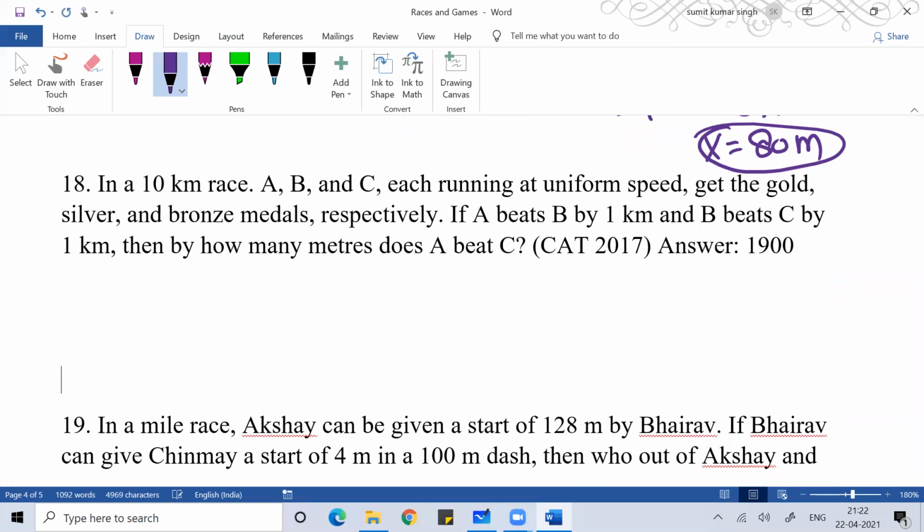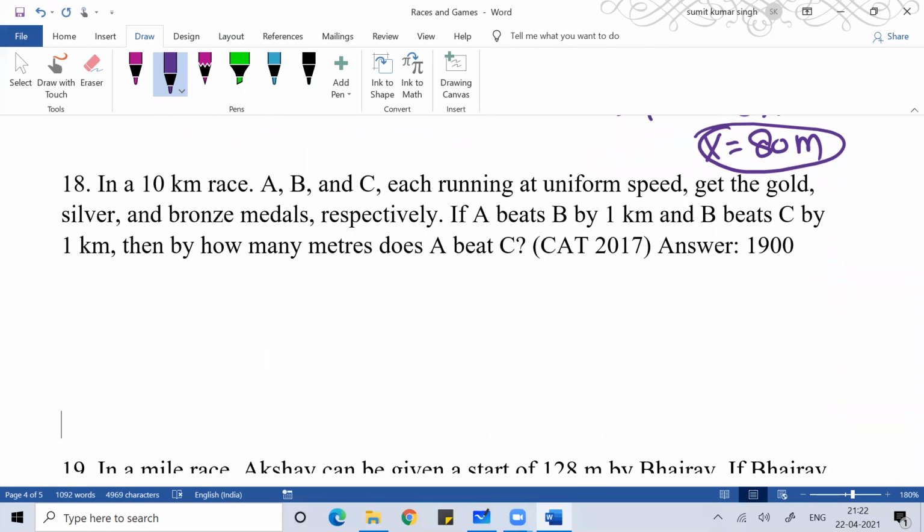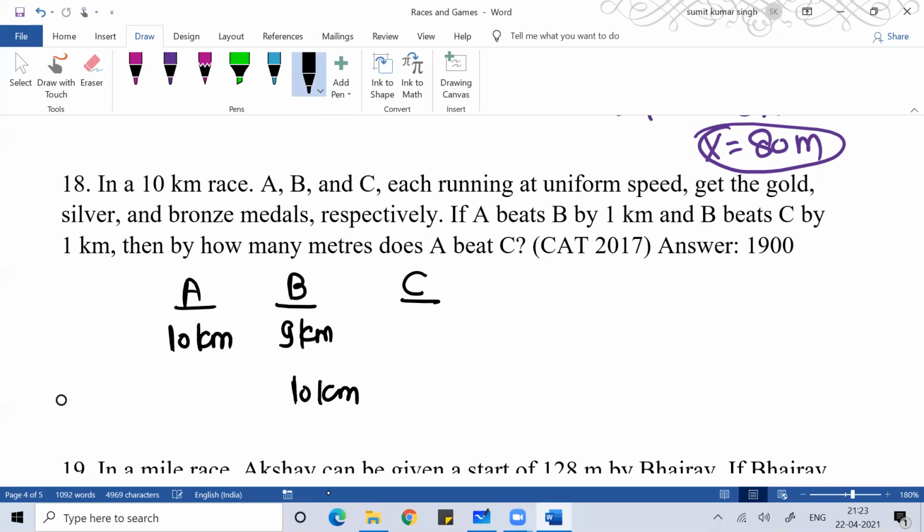That you can find. So this is question number 18. In a 10-kilometer race, A, B, and C, each running at uniform speed, get gold, silver, and bronze medal respectively. If A beat B by 1 kilometer, A has covered 10 kilometer, B has covered 9 kilometer. And B beat C by 1 kilometer, so when B has covered 10 kilometers, C has covered 9 kilometers.